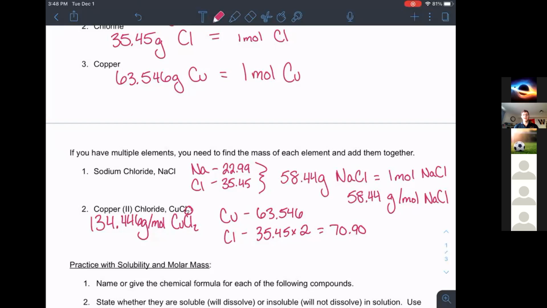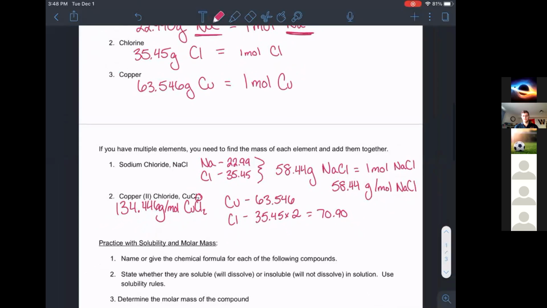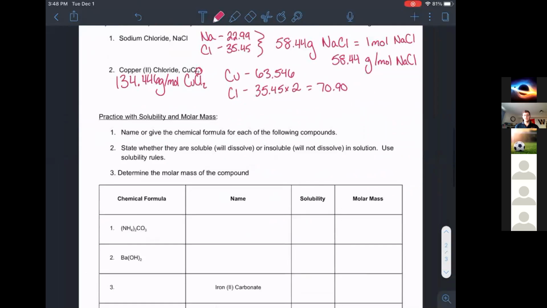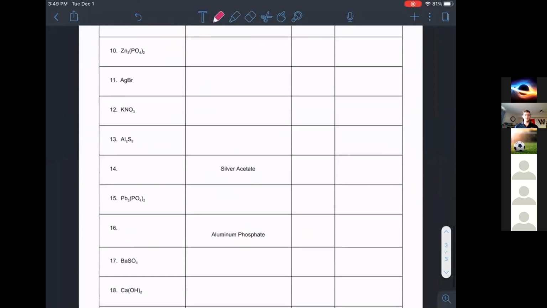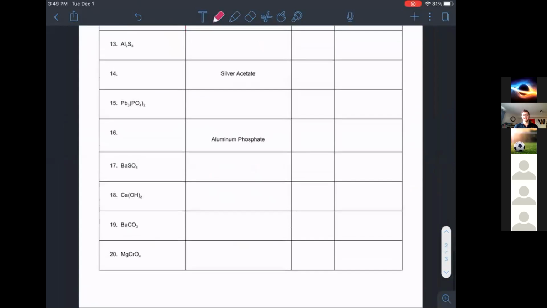Do you guys have any questions on that one? All right. So then the last thing you have is practice with solubility and molar mass. If you look, there are 20 problems here, and I think that's a lot.